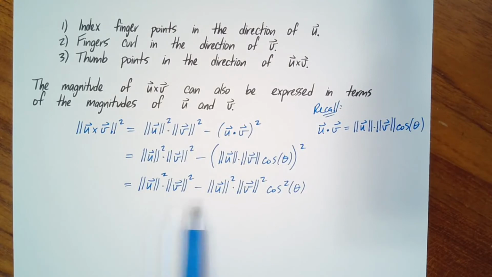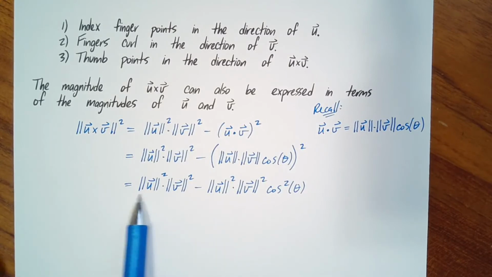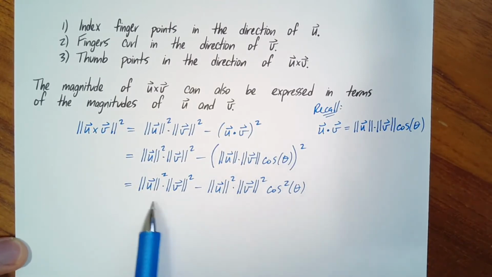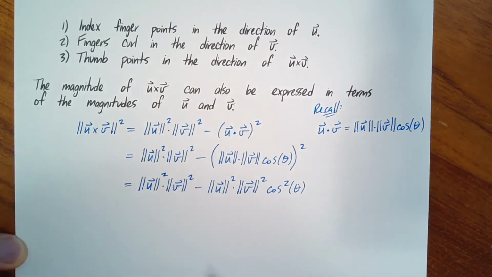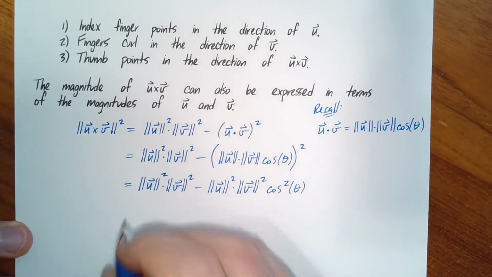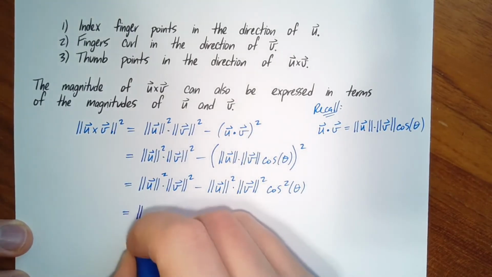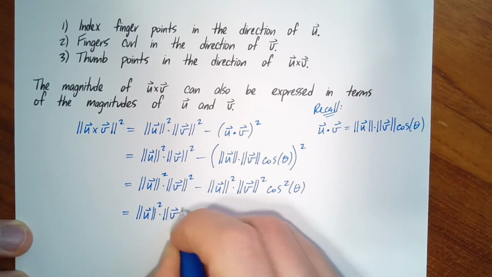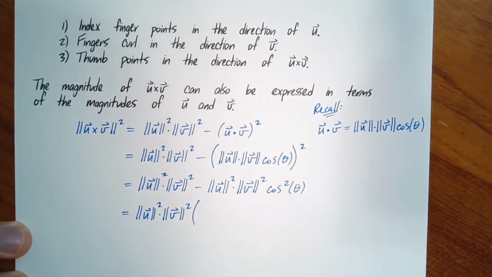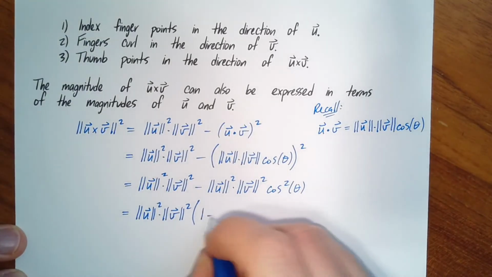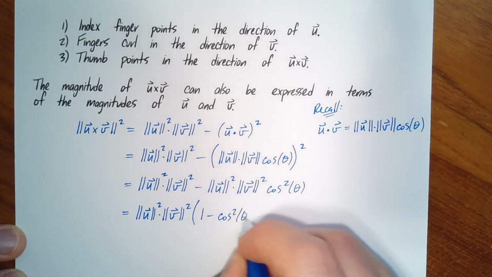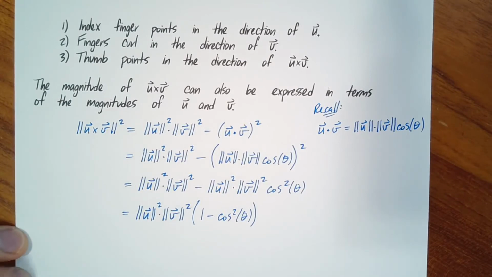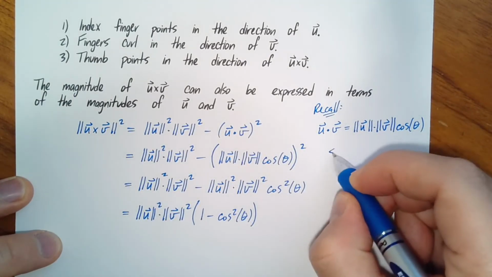So that's what you get. And now you've got two terms that have a common factor of the norm of u. In fact, a common factor of the norm of u squared. So we can pull out a norm of u squared. We can even pull out a norm of v squared as well. So why don't we pull them both out in this one step? So we're going to get the norm of u squared times the norm of v squared, multiplied by 1 minus cos squared of theta.